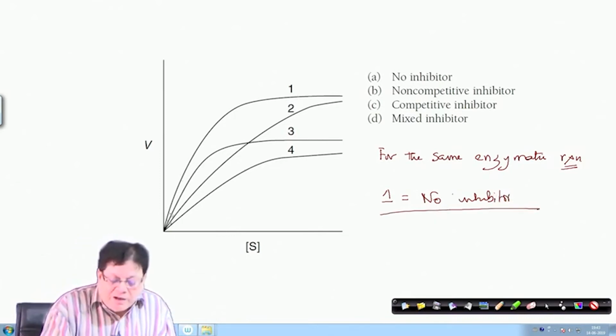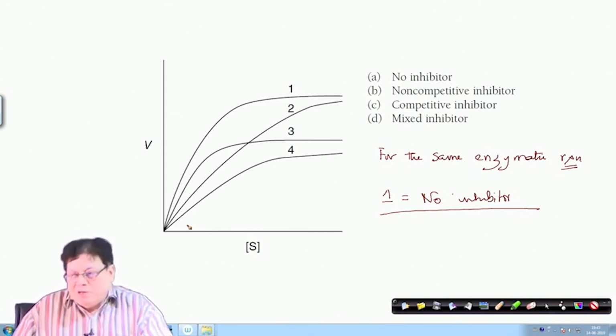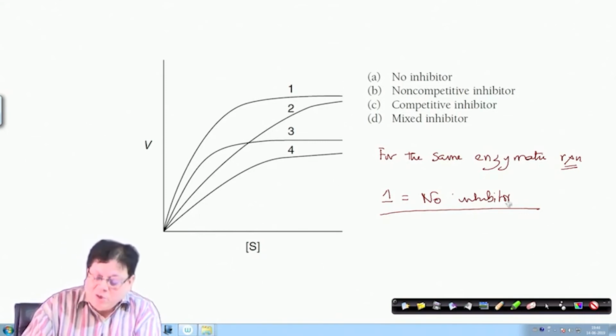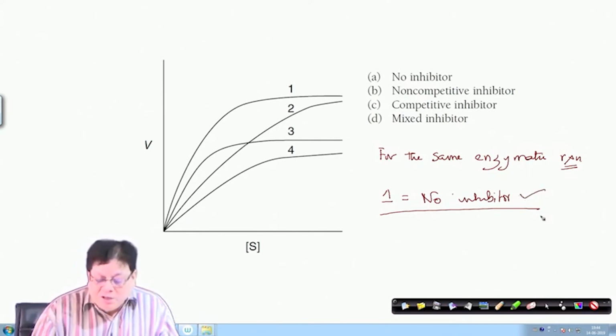That is just from the gradient I can decide, because this is the highest value of the velocity, followed by this one, and this is the fourth one. So, the values are slowly decreasing. That means, these are definitely the curves in the presence of an inhibitor. Okay. Now, we have to find out which type of inhibitor gives which curve. So, we have decided that number 1 does not have any inhibitor.